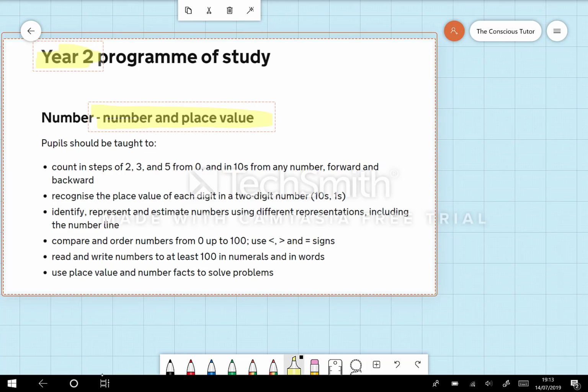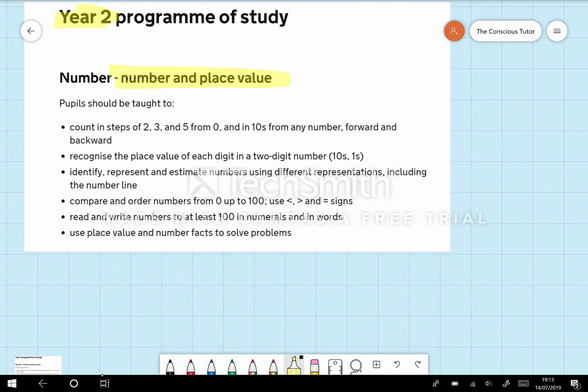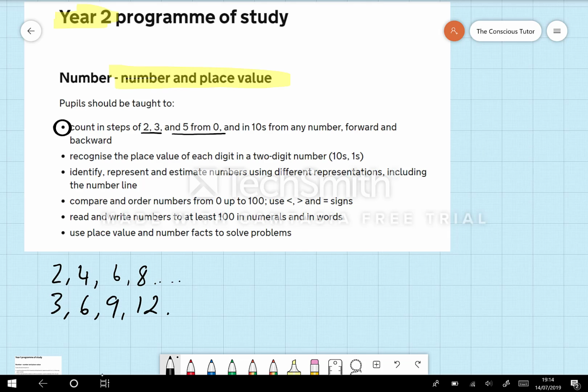So there's 6 main objectives. The first one is counting in steps of 2, 3, 5 from 0 and in tens from any number forward and backwards. Next one is recognizing place value of each digit in a 2-digit number. Number 3 is to identify, represent and estimate numbers using different representations. So we'll look at those 3 first.